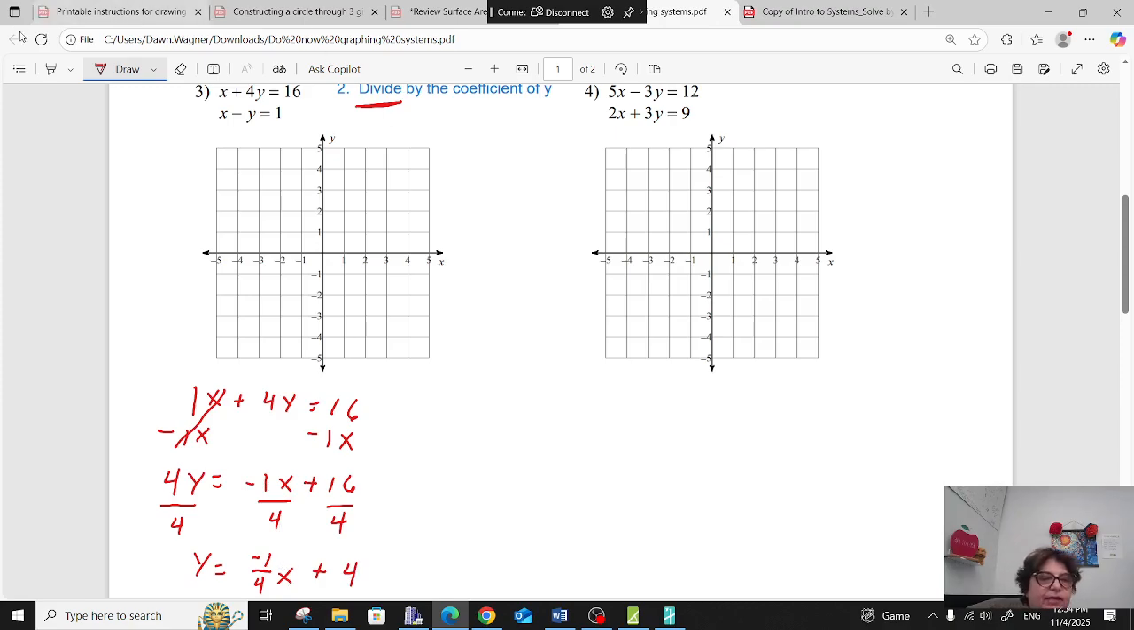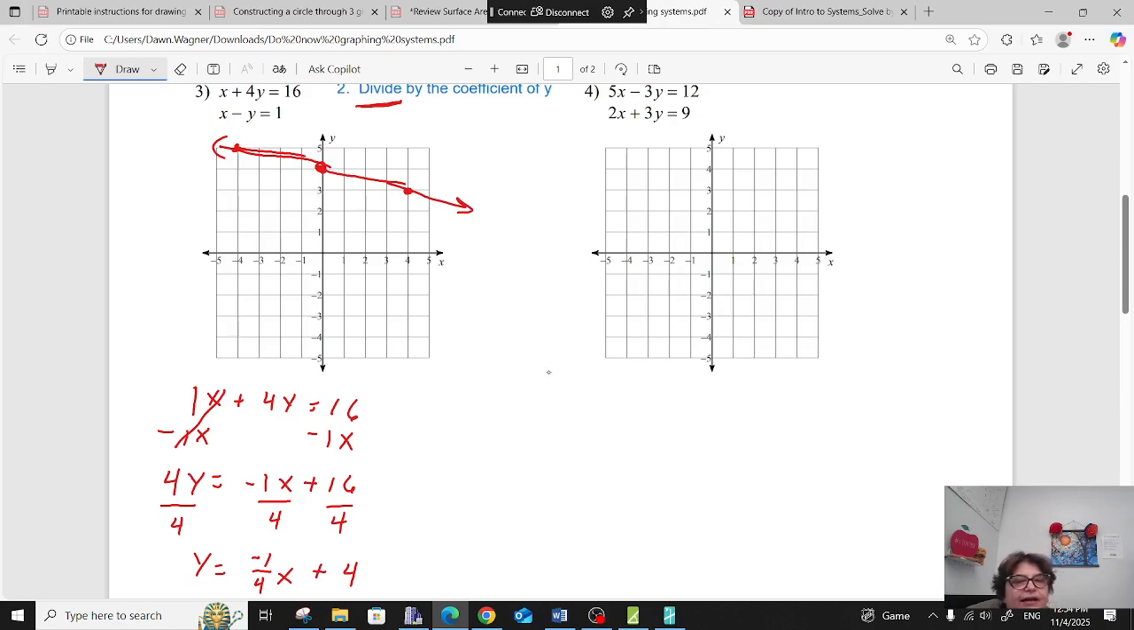So now I'm going to graph this line, right? So I'm going to go up 4, make my dot, go down 1 over 4. 1, 2, 3, 4. And I could go up 1 this way 4. 1, 2, 3, 4. And then I have my line. Oh, as best as I can make it. You guys should use straight edges. I just don't have one on here.